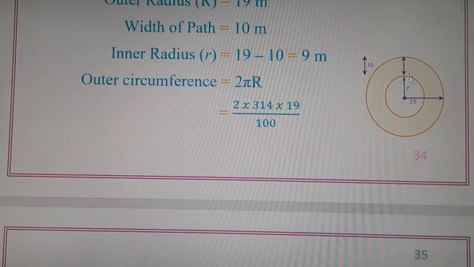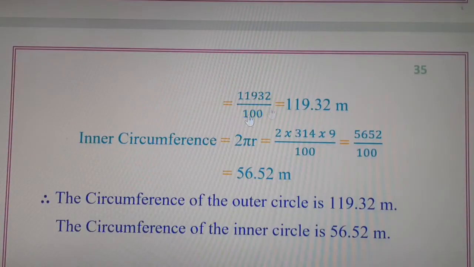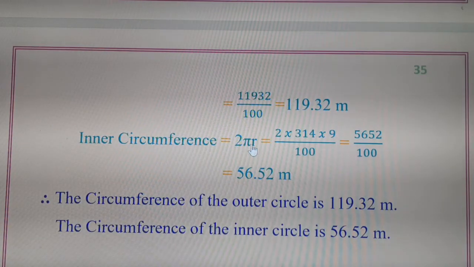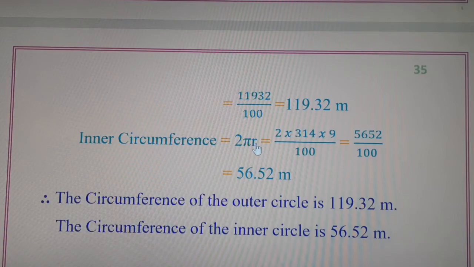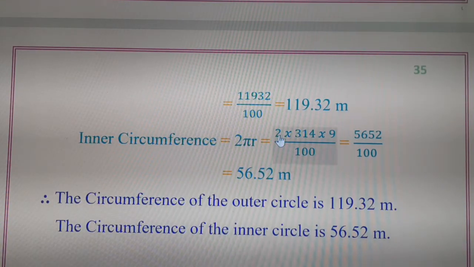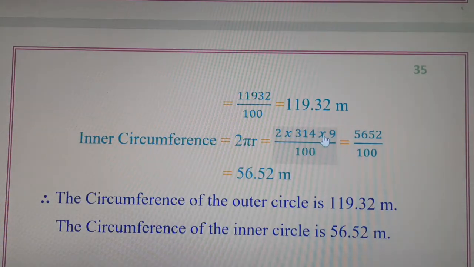The inner radius is 9 meter. To calculate the inner circumference, we have to use the formula 2 pi r, where r will be small r because we are calculating the inner circumference. So the inner radius, that is small r, we substitute as 9, and pi's value we substitute as 314 upon 100, and 2 we copy as it is because in the formula 2 is given. 2 pi r means 2 into pi into r. That means 2 into 314 upon 100 into 9.